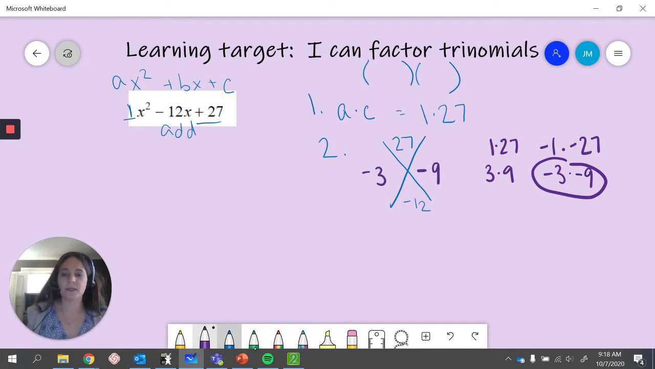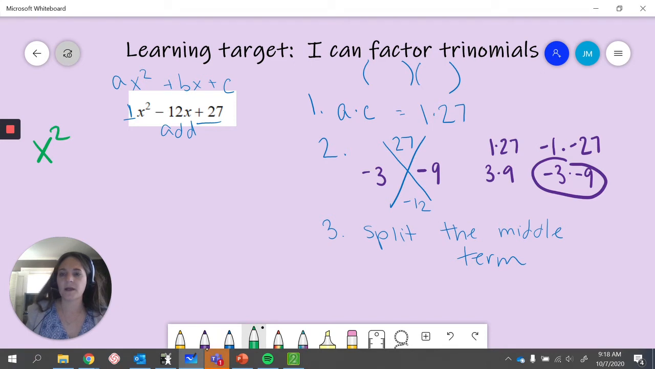Okay. So the third step is you're going to now split the middle term. Here we go. What that means is we are going to rewrite our expression up here. The x squared is going to stay exactly the same. The 27 is going to stay exactly the same. But we're going to split this negative 12 into these 2 numbers we just found. So because it's a negative 3, I'm going to write minus 3x and then minus 9x. So what we did is we just split that negative 12 into those 2 terms.